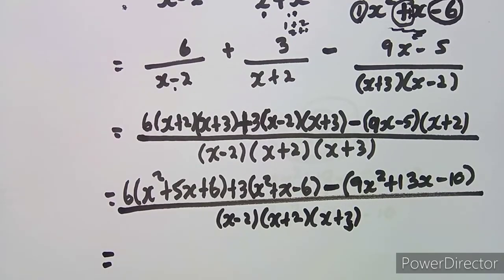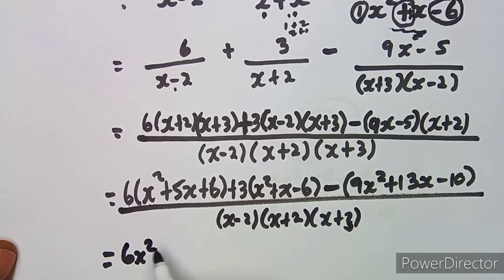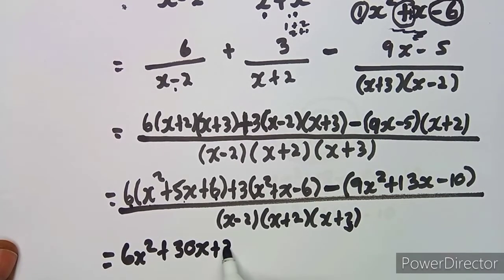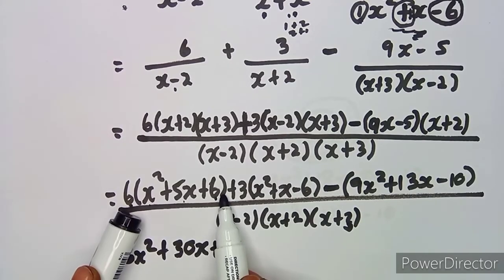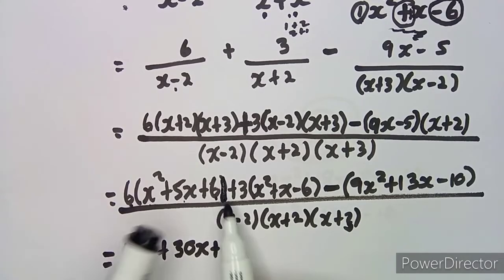That's 6 times x, which is 6x squared. 6 times 5, which is 30x. 6 times 6, which is 36. Like that. All right, we are done. This bracket, you've expanded up to where the bracket ends. So the bracket ends here.